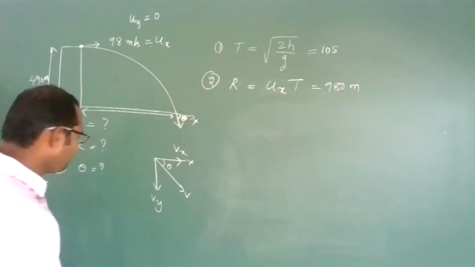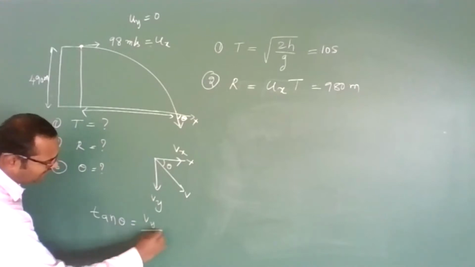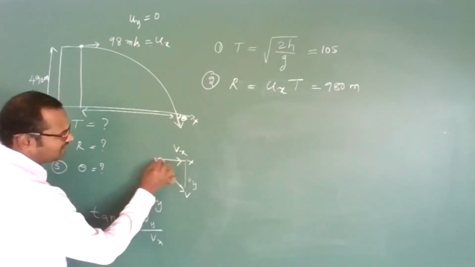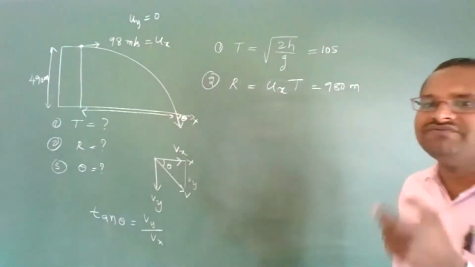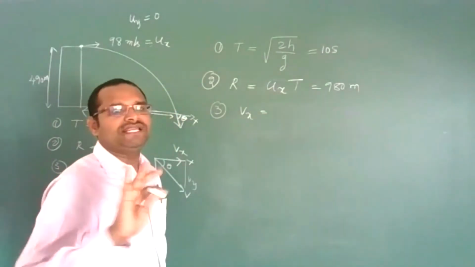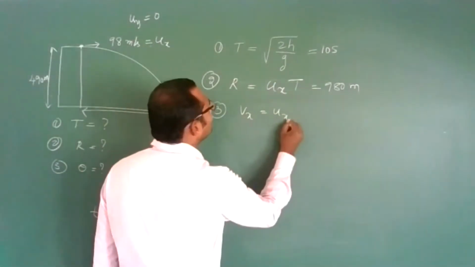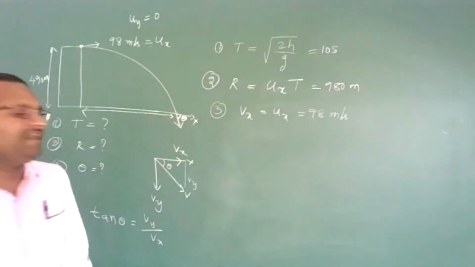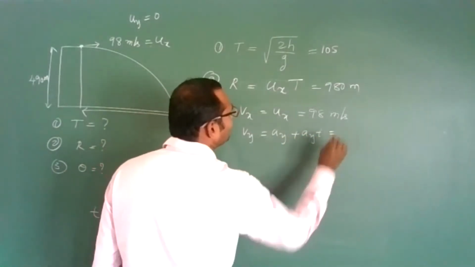Are you understanding? Yes. Means from this, what is tan theta? Tan theta is equal to Vy by Vx. For this theta, the opposite side is Vy, the adjacent side is Vx. So Vy by Vx. For finding theta, we should know the Vy value and Vx value. As we know, Vx is the velocity along the horizontal, it will never change because acceleration is not there along the horizontal. So Vx is nothing but Ux, that is 98 meters per second. Finish. Now we want Vy. What is Vy, sir? Vy is equal to Uy plus Ay t. Okay? Yes.